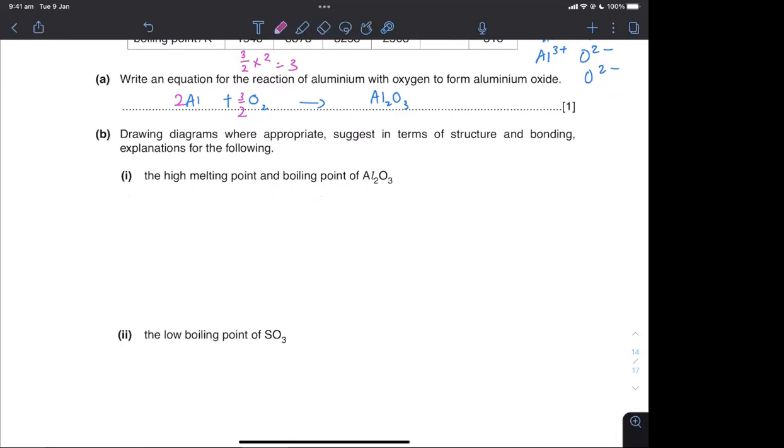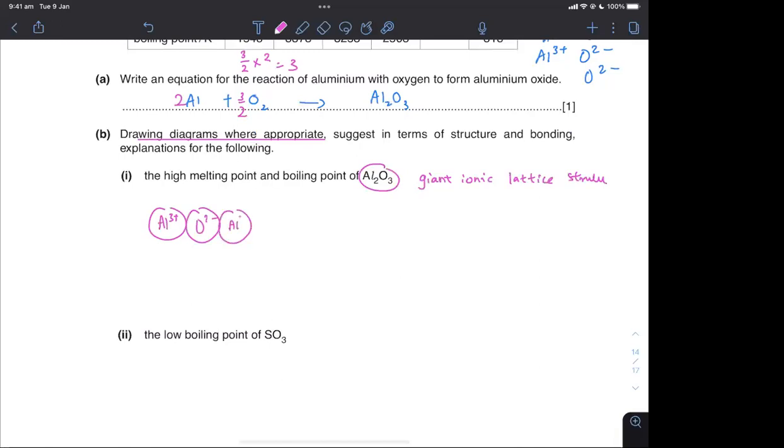Now, drawing diagrams where appropriate. This is actually from quite an old A-level paper, but drawing diagrams is very, very important. This is Al2O3. So we know it has giant ionic lattice structure. So when you have giant ionic lattice structure, what we have is Al3+, O2-, Al3+, O2-, and then we are surrounded by oppositely charged ions in an alternating cation and anion. This is what happens in reality. Repeated arrays of the ions alternating cation, anion, cation, anion in 3 dimensions.